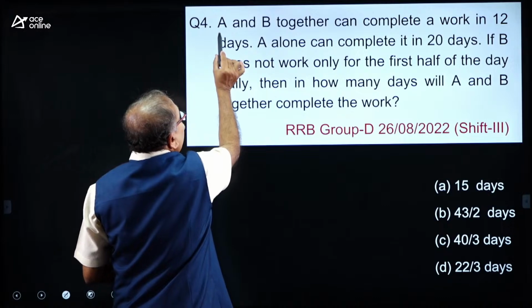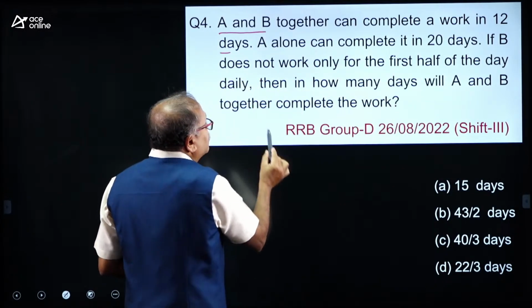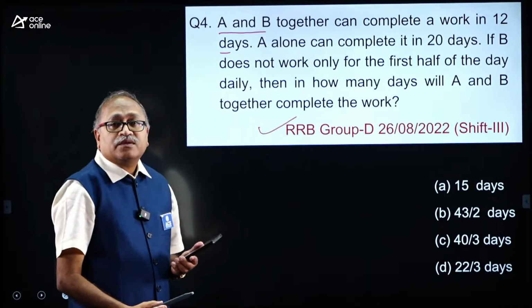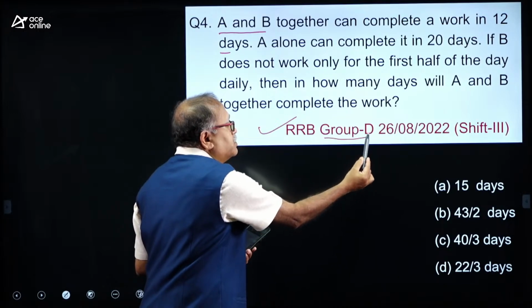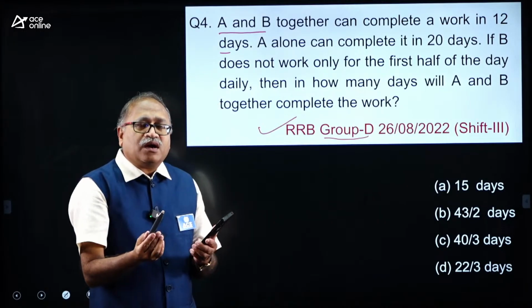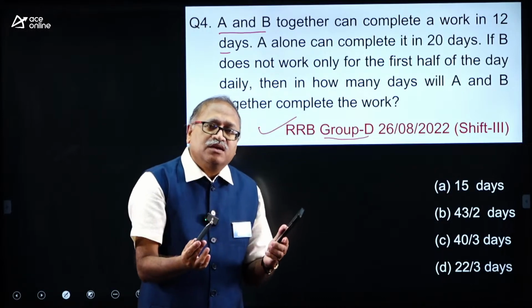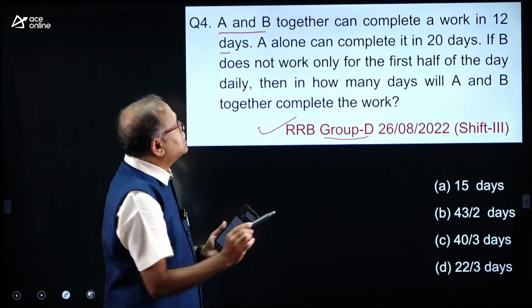A and B together can complete a work in 12 days. Look at this one, I have taken the previous year question over here. Now you may say that I am writing the RRB JEE, not the Group D. But the RRB conducts the exam, and the question patterns in all these examinations are the same, as I previously said.